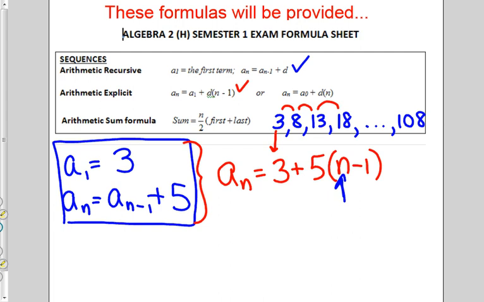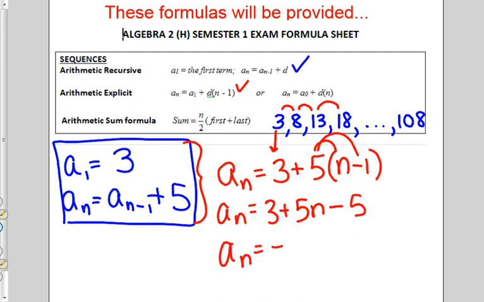Okay? Some people prefer this formula to be simplified. What's 5 times n? What's 5 times negative 1? What's 3 minus 5? This is the explicit formula, but instead of using A1, it uses A0, which would be the term before the first term. If you backtracked, what number would be right here in the pattern? Negative 2. That's what A0 would be.